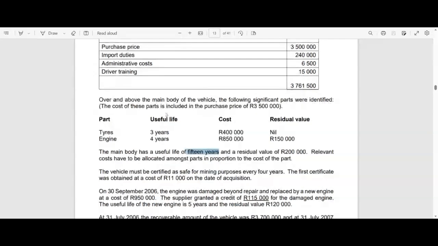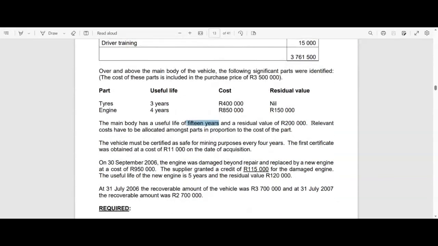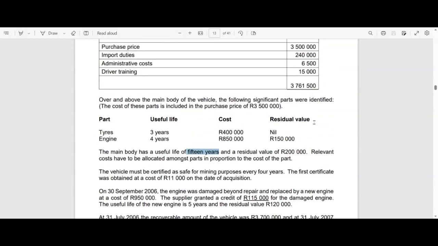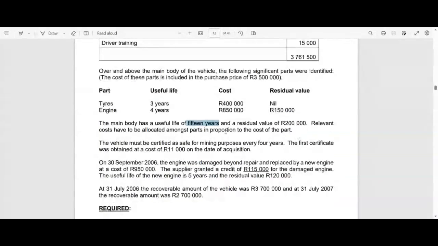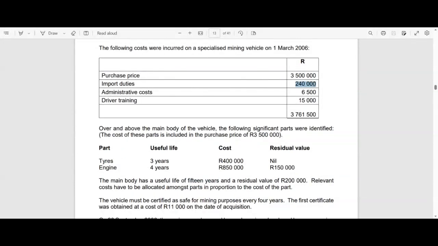So, for that reason, ladies and gentlemen, they give us the next sentence here. They say relevant costs, and if they say relevant, it means those costs that must be capitalized, which in turn means our directly attributable cost, which in this case was only the import duties. They say the relevant costs have to be allocated amongst significant parts in proportion to the cost, or in proportion to the purchase price, we could have said there. So now we know that it is the 240,000 rands that we have to go and allocate over those three main parts, those three components.